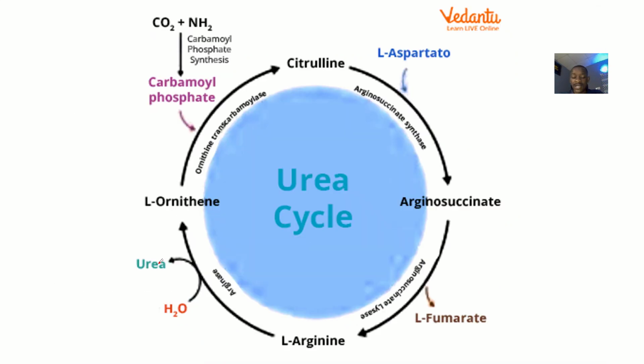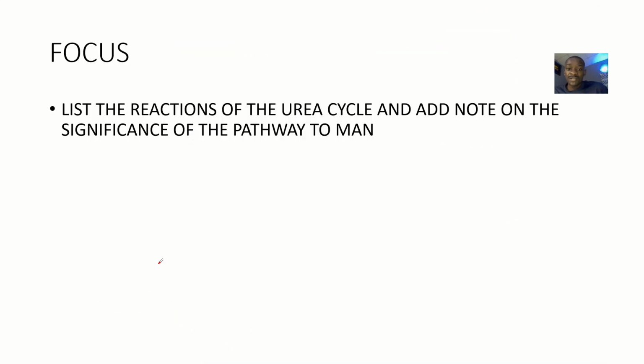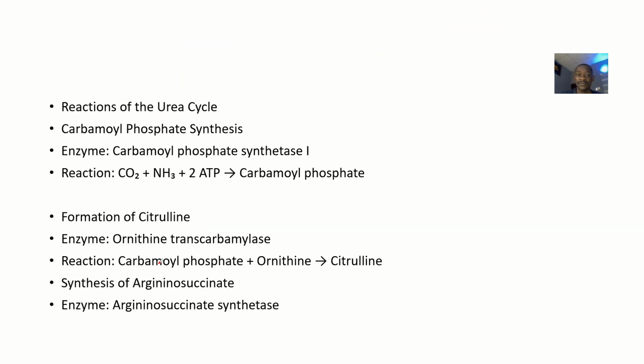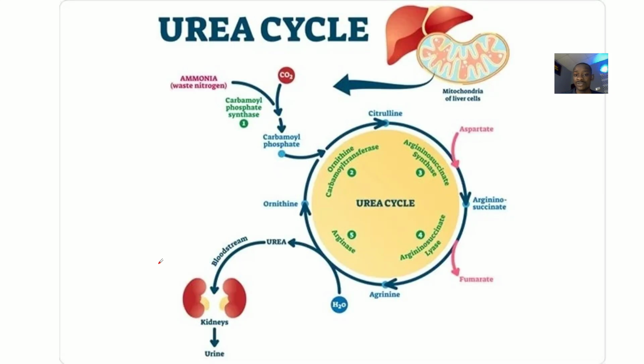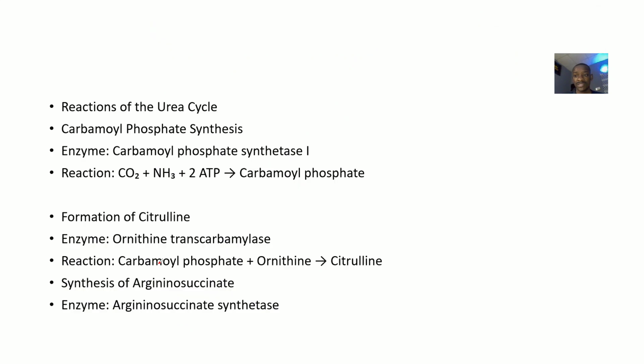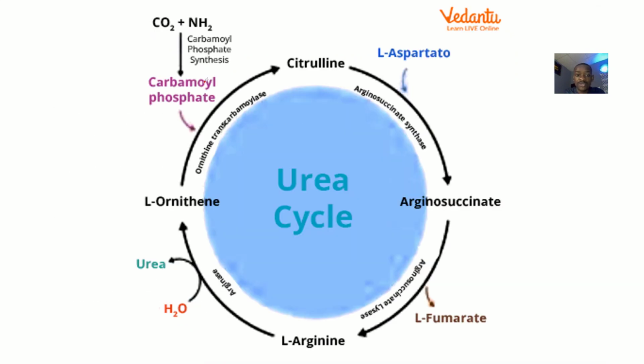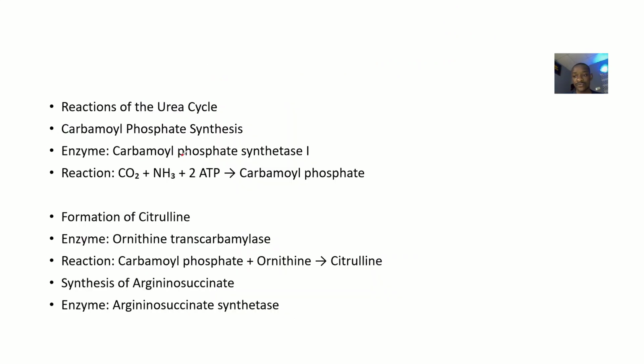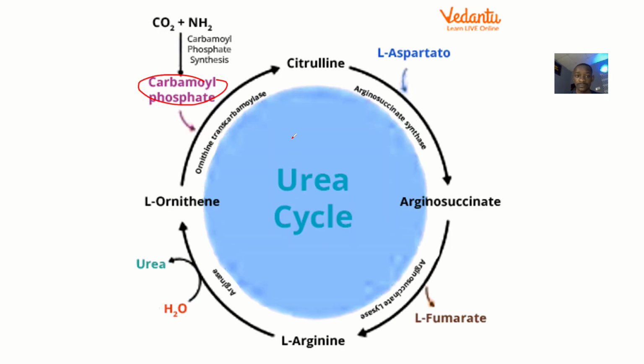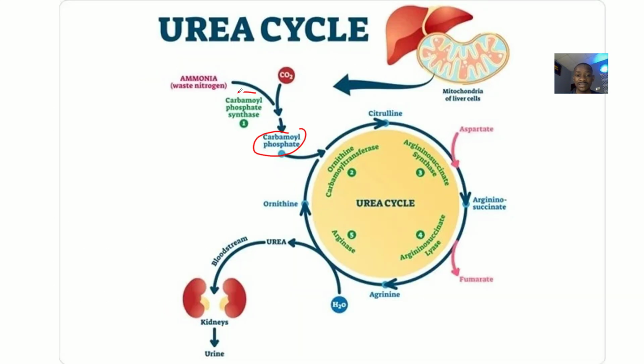Looking at this now, you said to list the reactions of the urea cycle and add notes on the significance of this pathway to man. For the reactions of the urea cycle, it's quite simple. Let's talk about it step by step. We have carbamoyl phosphate synthesis, the formation of carbamoyl phosphate. What is the enzyme involved? Carbamoyl phosphate synthetase, or carbamoyl phosphate synthase.